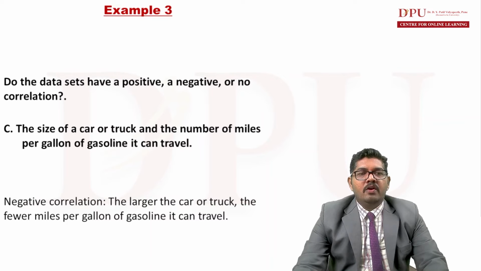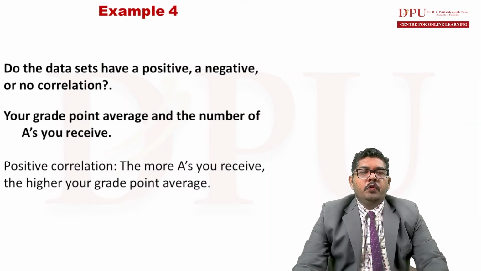The size of the car or truck and the number of miles per gallon of gasoline it can travel. So what do we say? Negative correlation. The larger the car or truck, the fewer miles per gallon of gasoline it can travel, right? Your grade point average and the number of A's you receive. So there is a positive correlation, because the more A's you receive, the higher your grade point average.